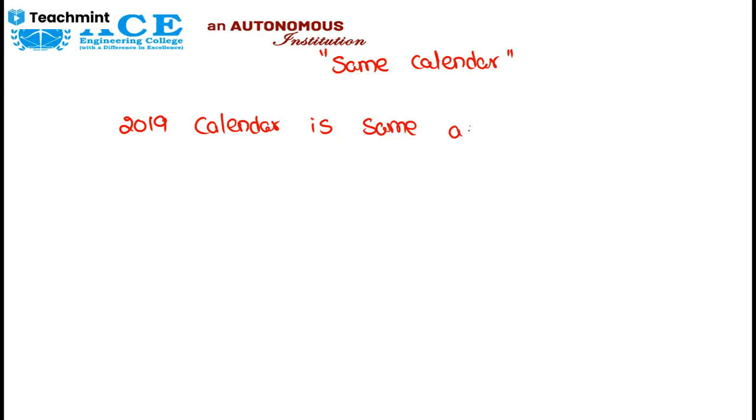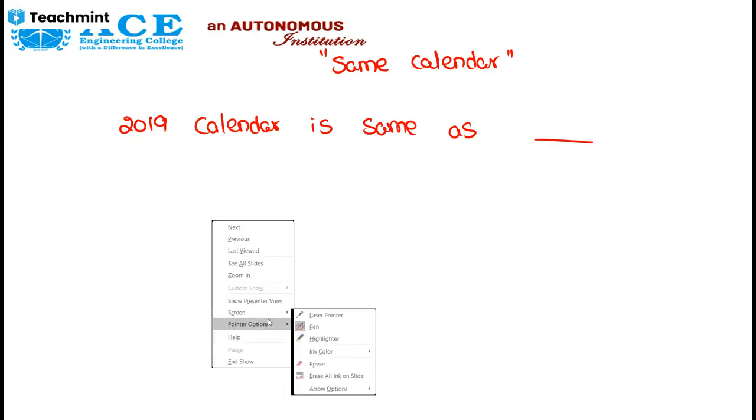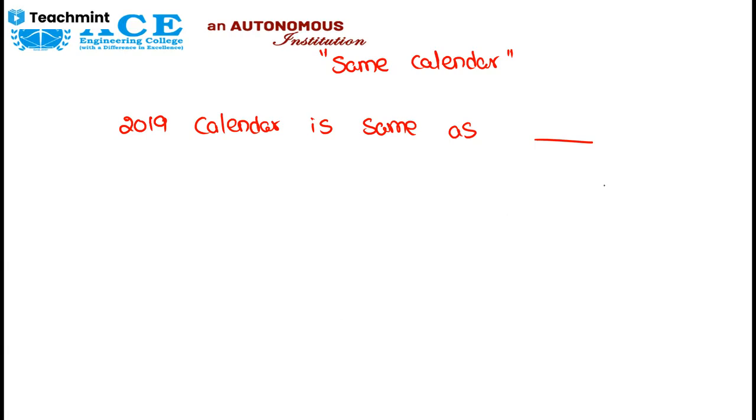Same calendar means from 1st January to 31st December, as it is; not even a single date should change. Everything as it is required. Now, sir, how to work on it? Let's see, 2019. The 2019 calendar is the same as which next year?